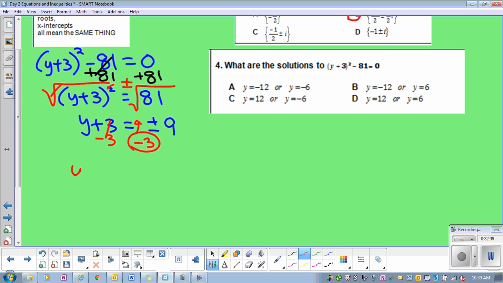So then you have y equals negative 3 plus 9 and negative 3 minus 9. See that? I just broke apart the plus or minus and wrote it out so that I can solve both of these. Negative 3 plus 9, isn't that 6? Negative 3 minus 9, negative 12. So what is your answer? What letter? A, B, C, or D? B.